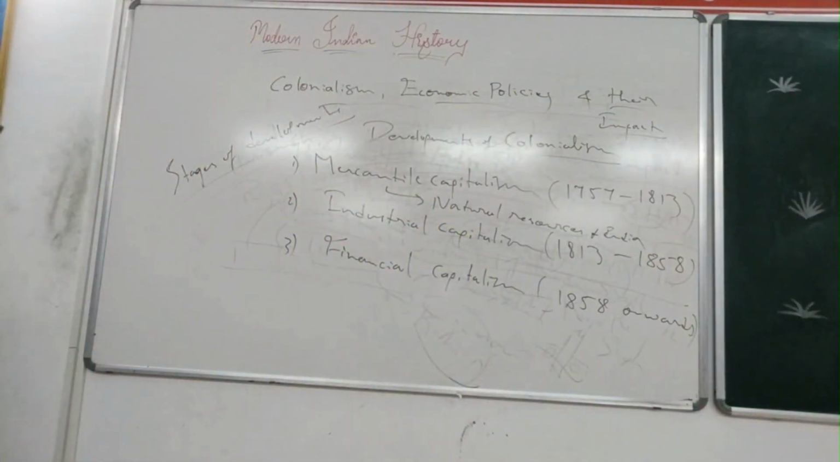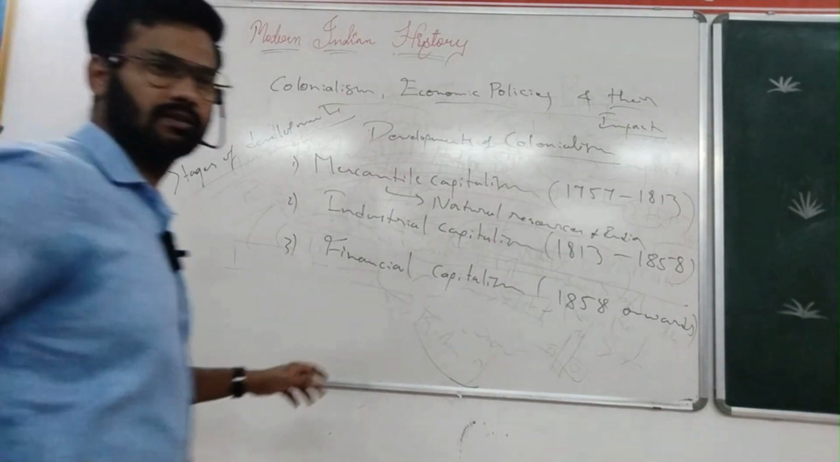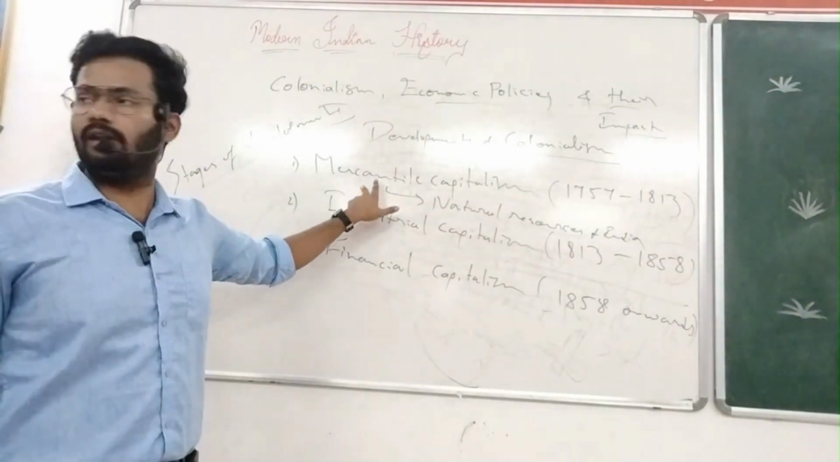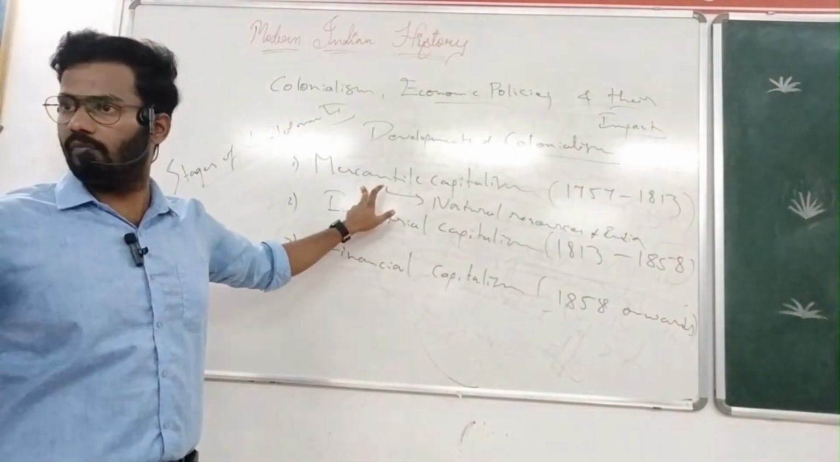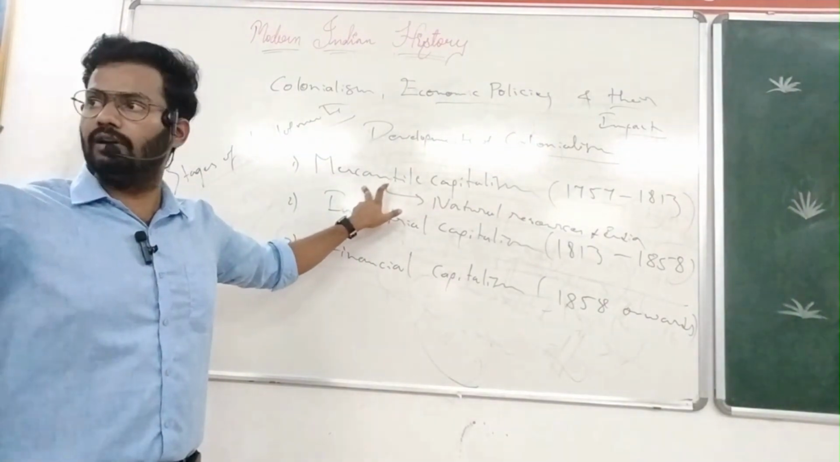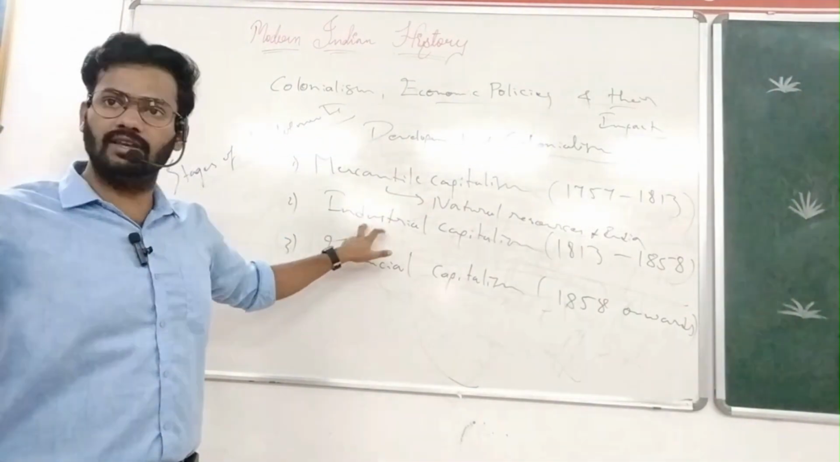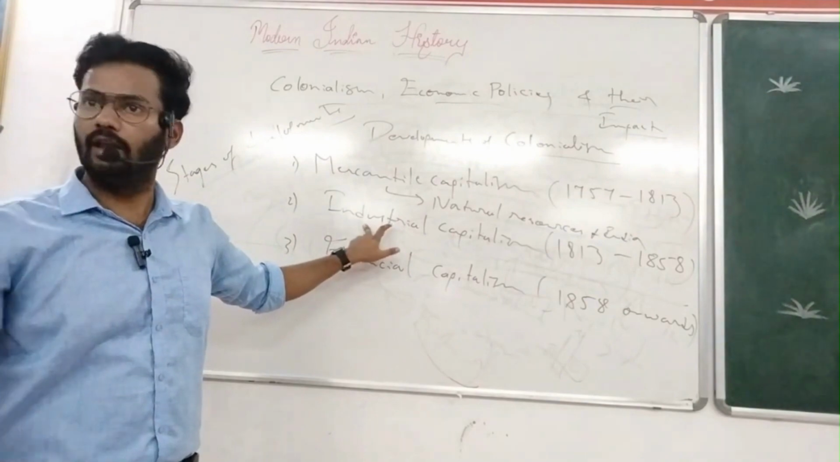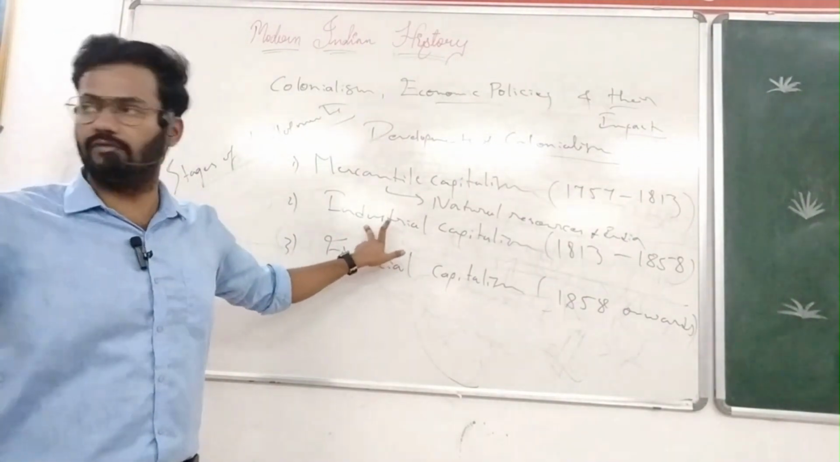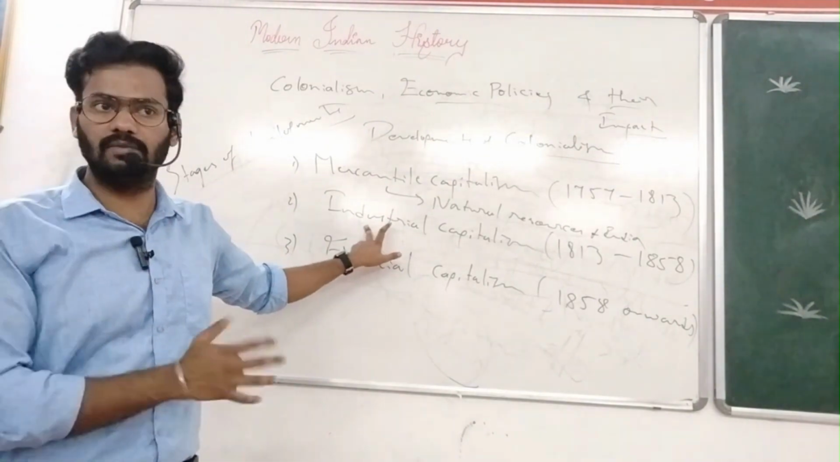Next, financial capitalism, 1858 onwards. So this is the stage. Listen. See, what happened in mercantile capitalism? They extracted our raw materials to England. They converted the raw materials into products, and in this phase they re-entered the products into India. They resent the products into India with taxes and with value addition for those raw materials. So this is something bad for India.